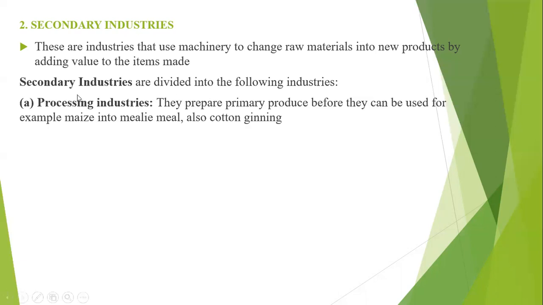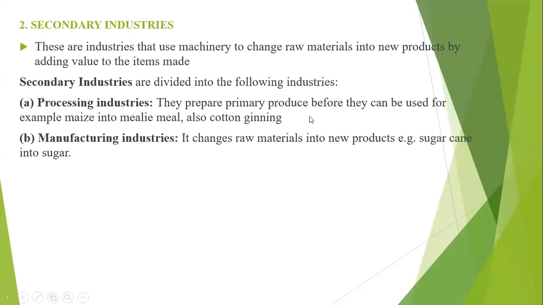They are those we call processing industries. Now, these processing industries prepare primary produce before they can be used. For example, maize can be turned into mealie meal. We also have cotton ginning. We also have manufacturing industries. Now, these change raw materials into new products. Examples are making sugarcane into sugar.